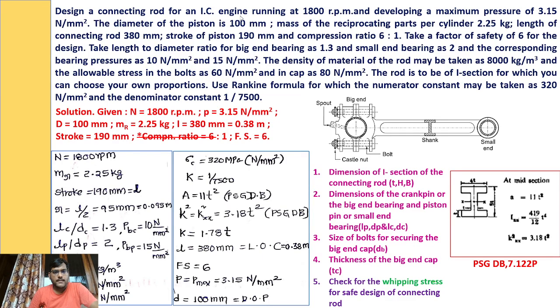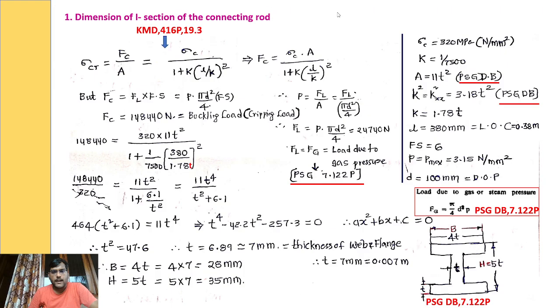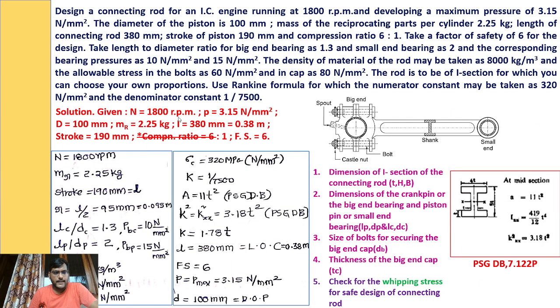for an IC engine running at 1800 RPM. They're given the speed, 1800 RPM, the n value, and developing a maximum pressure of 3.15 Newton per mm square. They are given the maximum pressure. Then the diameter of the piston is 100 mm. DOP, diameter of the piston, 100 mm, and this is the maximum pressure.